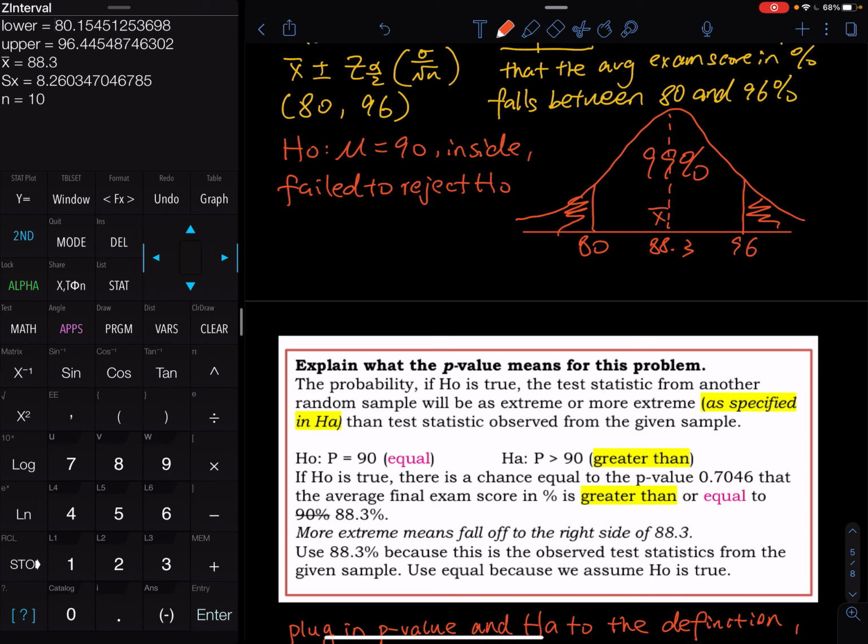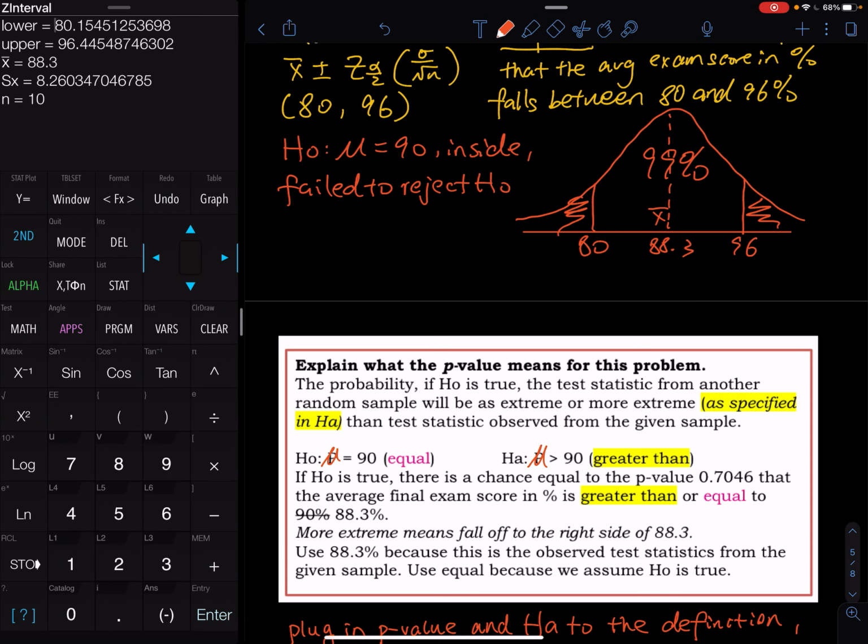Okay, so in order to plug the context of this problem into the definition, you have to recall the H naught and HA. So the H naught is P equals 90. Actually, I should not use P. That should be mu equals 90. The P, I meant for percentage, but it is not right. It should be mu equals 90. So let me fix that. And then the HA is mu greater than 90. And then this is how you do it.